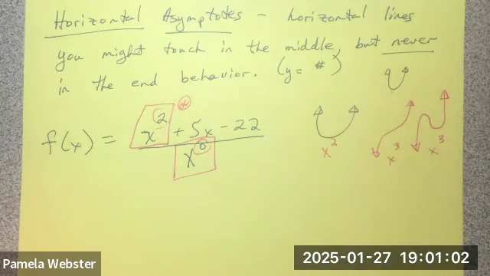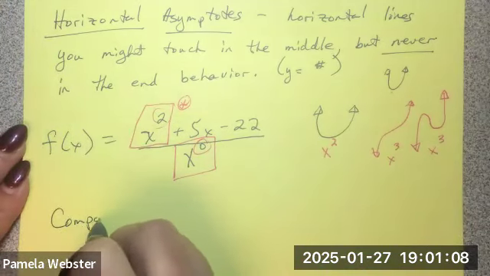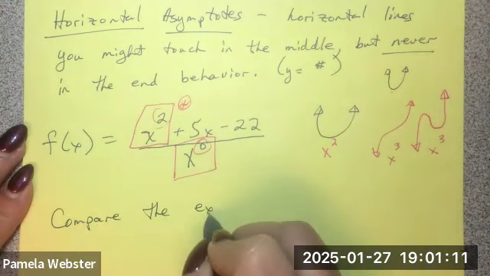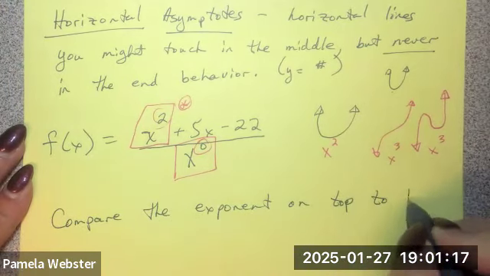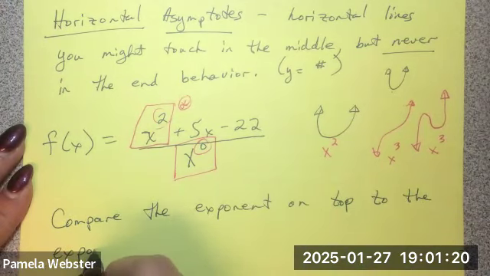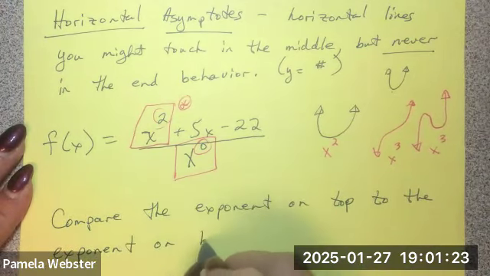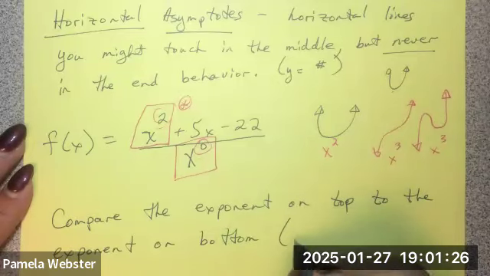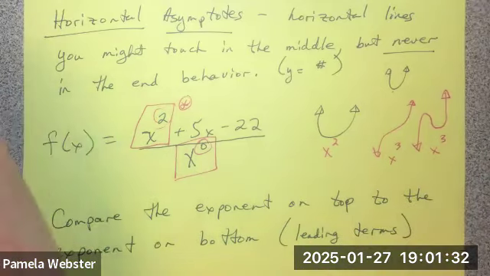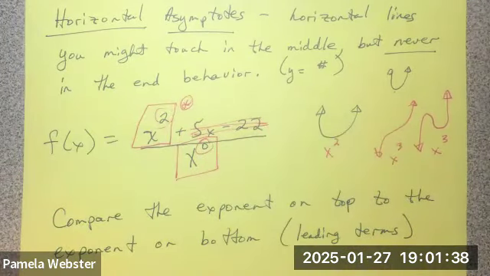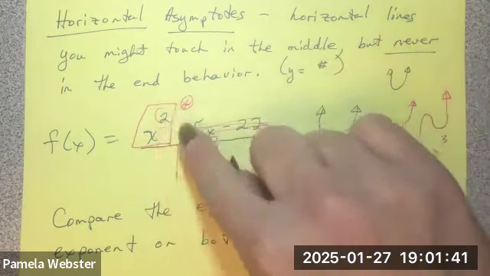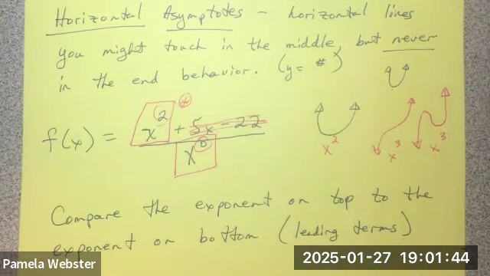So literally what we're going to do is we are going to compare our exponents. Compare the exponent on the top to the exponent on the bottom. And of course, these are the leading terms. A lot of times, whenever I teach this in algebra class, I'll say, this guy wins. And so we don't even care what's going on back there. So this is going to cause it to bounce around a lot. But the end behavior is determined by that first term, right?